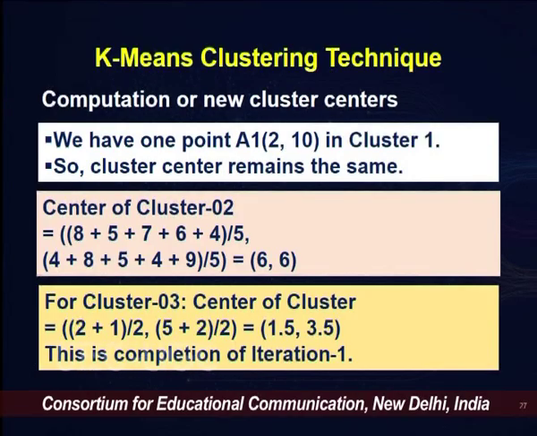Just as an example over here, you can see I have taken point A1, since there was only one point in cluster 1, and therefore nothing could be done about it. So, the cluster center would remain the same, and for cluster 2 there were a good number of points. So, I have taken the mean for x as well as y, and the average point has been taken. So, the new center defined now would be (6, 6), and similarly for cluster 3 the new center point has been defined, which came out to be (1.5, 3.5).